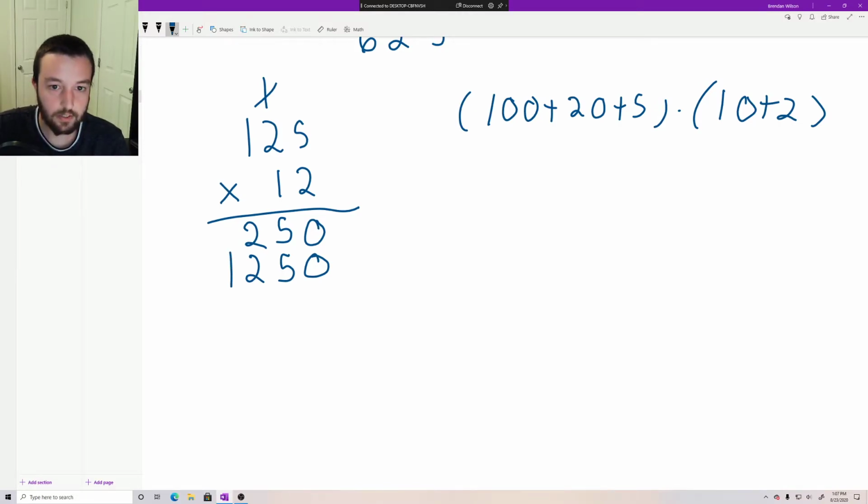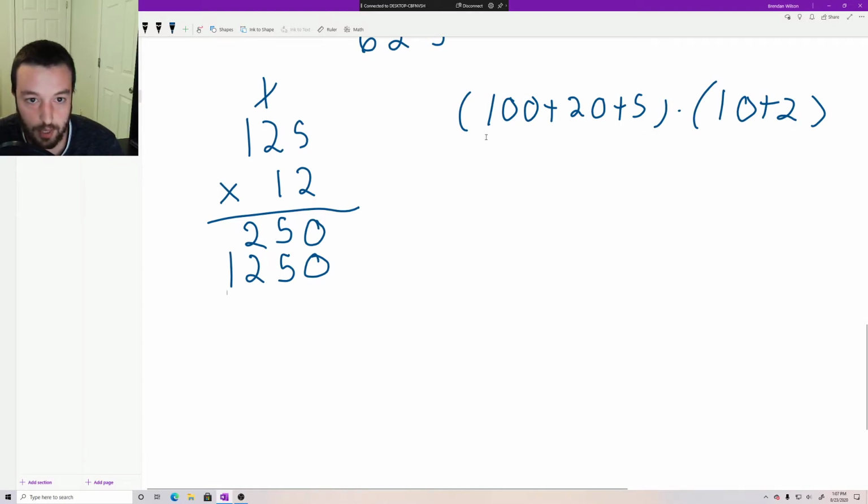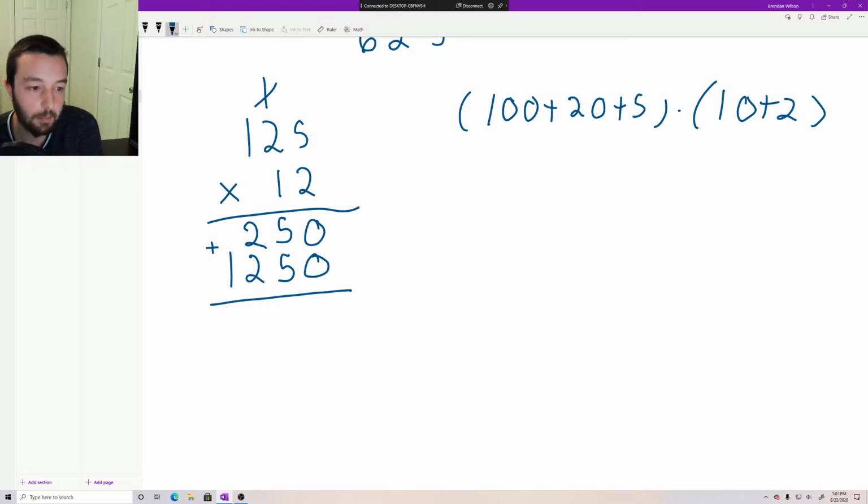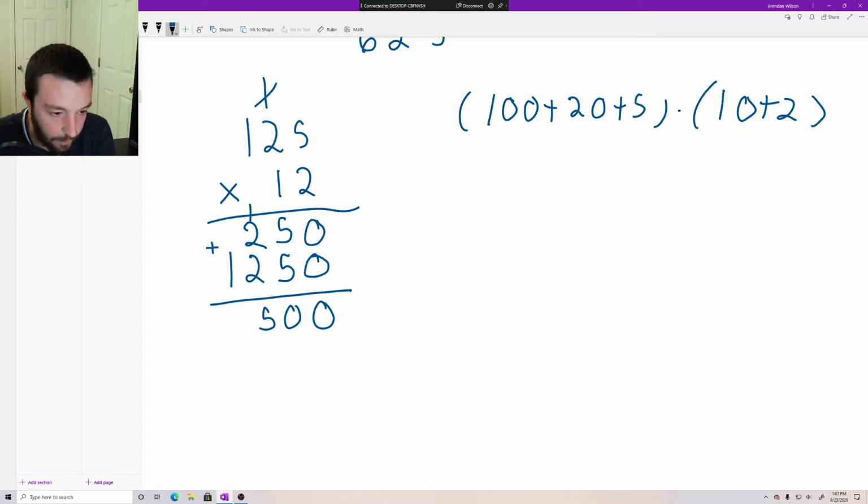Okay. So the first line is the 2 times everything. The second line is the 10 times everything. Now we just need to add them together. So we kind of have an addition problem within the multiplication problem. So we have 0 plus 0 to get 0. 5 plus 5 is 10, so we have 0, carry the 1. 2 plus 2 is 4, plus 1 is 5. And then 1 plus nothing is 1. So we end up with 1,500 at the end for our answer.